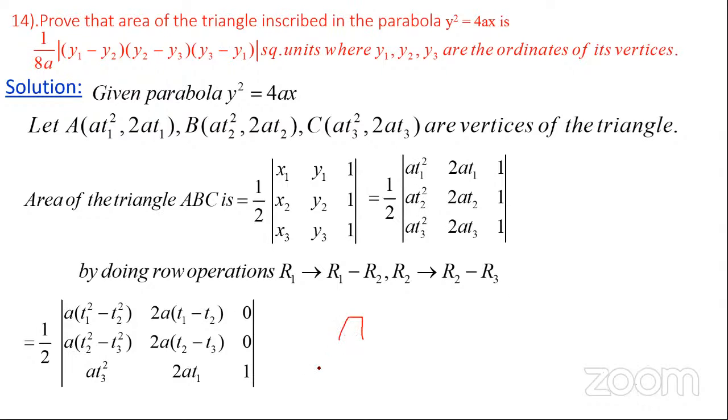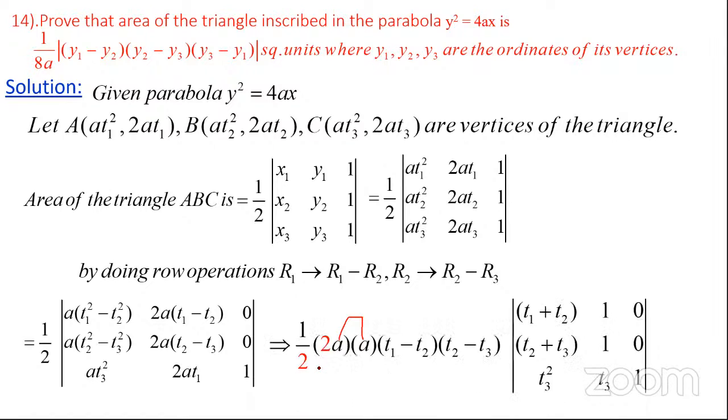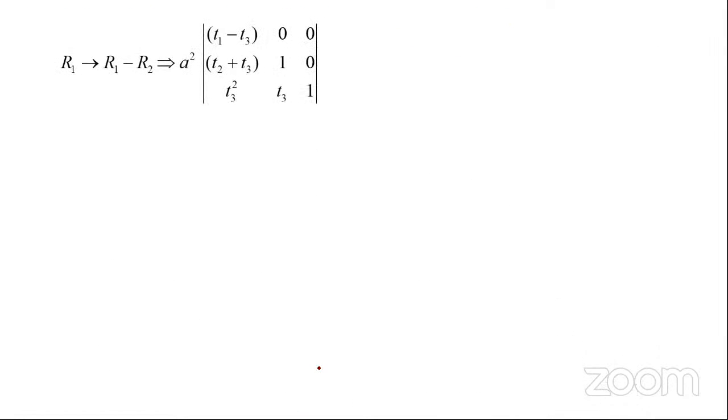Okay. Then, so T1 minus T3 0 0, T2 plus T3 1 0. Then you will get this one. So find the values. Find the determinant with respect to this one. You will get this one.